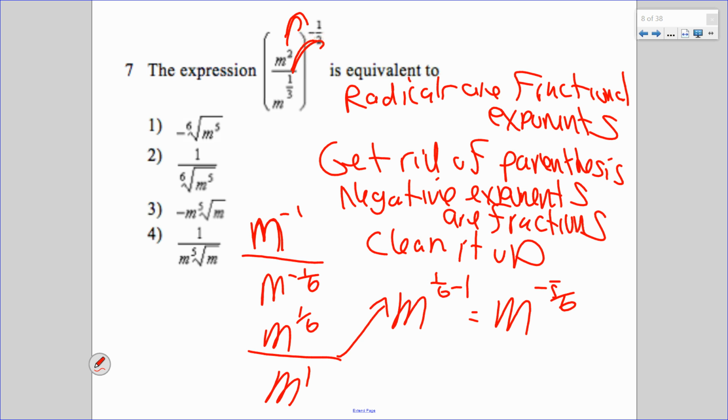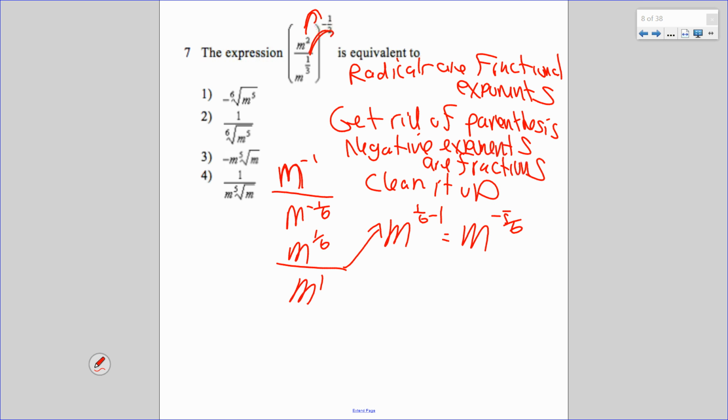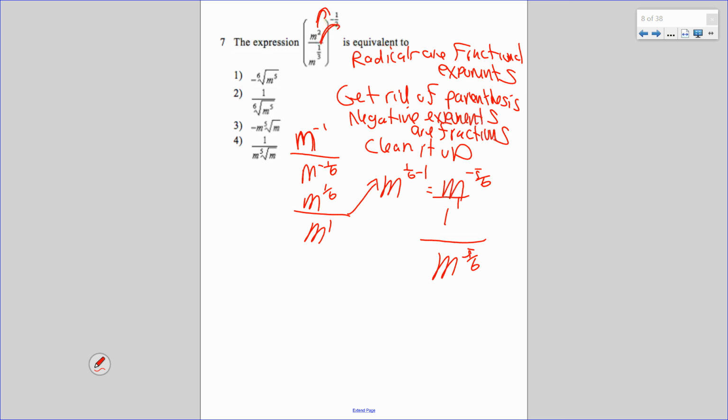Now, I don't see that answer there because, again, radicals are fractional exponents and negative exponents are fractions. So let's see if I can extend this page. Fantastic. Negative exponents are fractions because it's being raised to a negative power. It goes to the bottom and becomes positive. And radicals are fractional exponents. Doing fantastic on space here. So it's going to become 1 over radical power over the root. The root is 6. The power is 5. My answer is choice number 2.